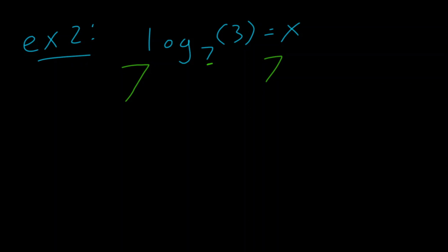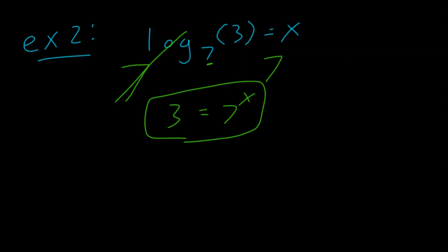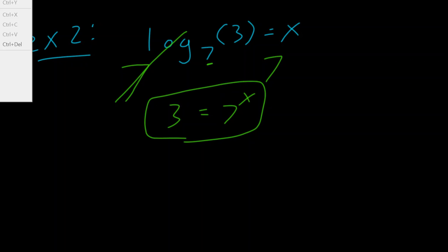Now, with log base 7 and the exponent of 7, those things cancel. I know this is very weird. And we have 3 is equal to 7 to the power of x. And at this point, you would have to stop, because that's about as far as you can go. Okay, let's try a few more. And remember, guys, pause this as needed.